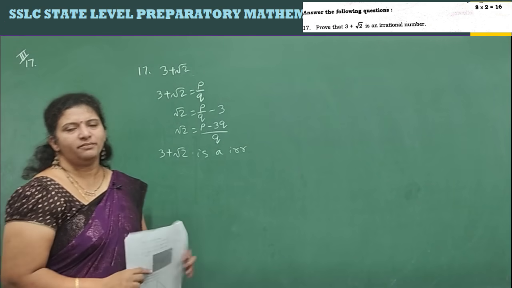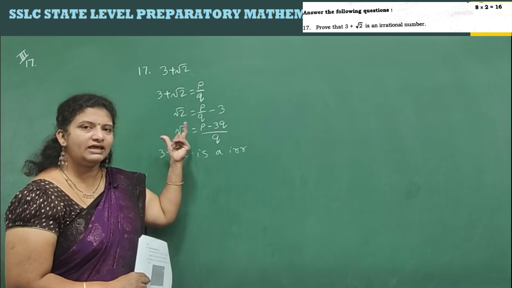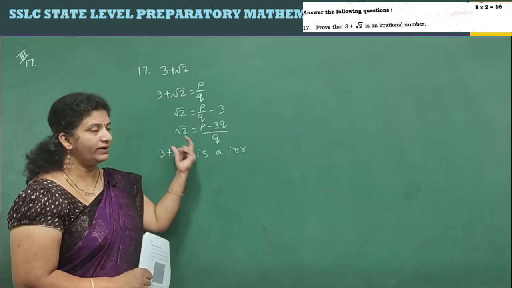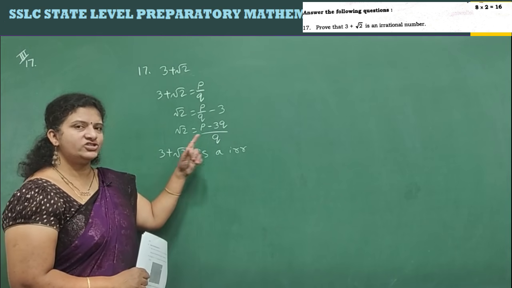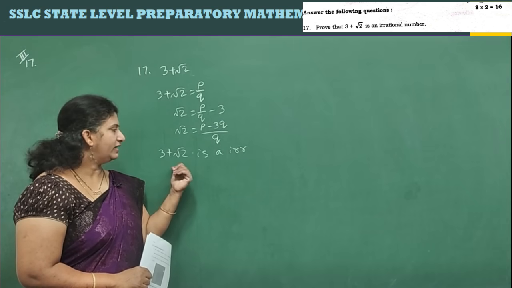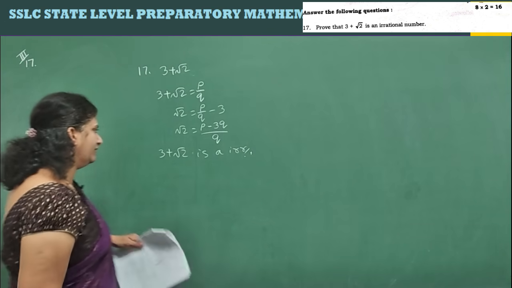Hence, it is proved. So, what do we need to prove? We need to prove it is an irrational number. For that, we need to assume it as rational, equate to p by q, rearrange, and finally say our assumption is wrong. And then finally, 3 plus root 2 is an irrational number.